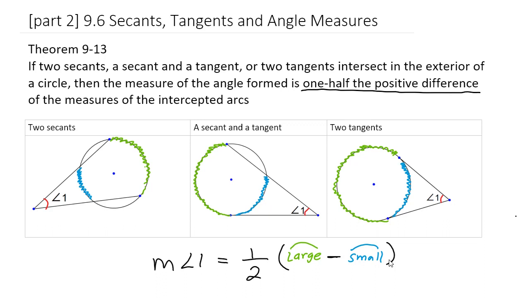So regardless, like I said, of intersection where the lines intersect the circle, we can just think of, okay, there's always going to be a large arc and a small arc being intercepted by the 2 lines. Then if I want the positive difference, first go ahead and write down the measure of the large arc, then the measure of the small arc, and that way you will make sure that you have a positive difference.